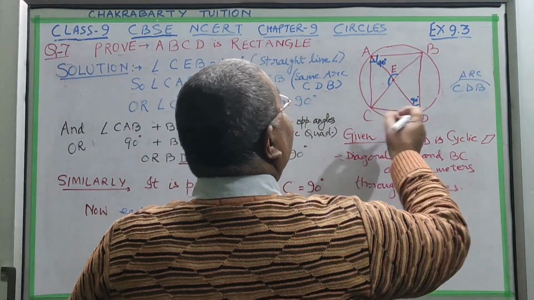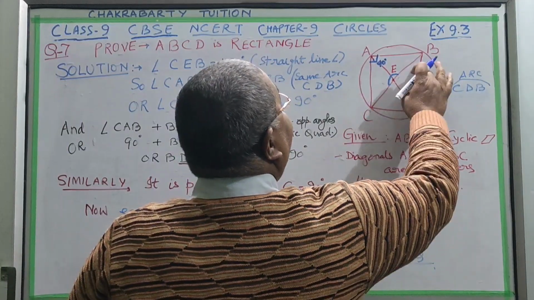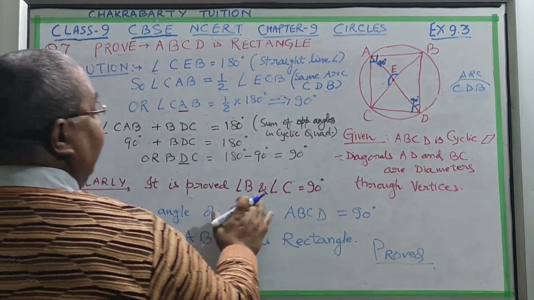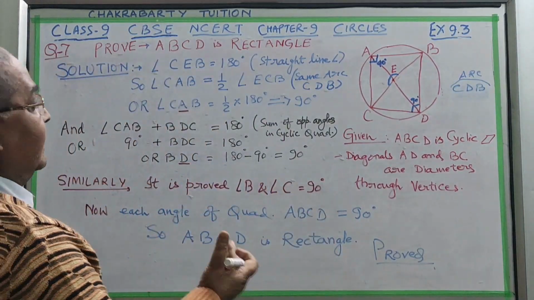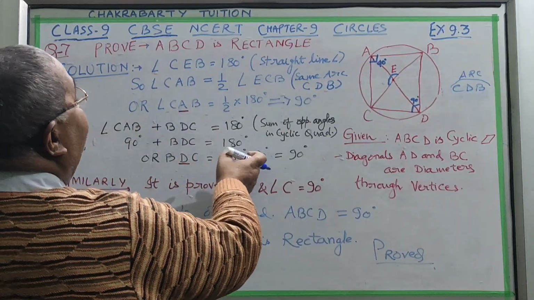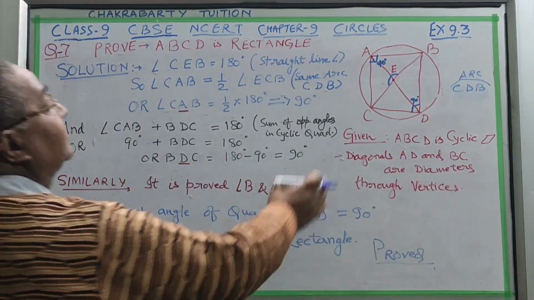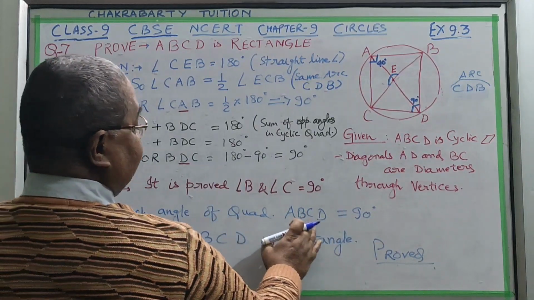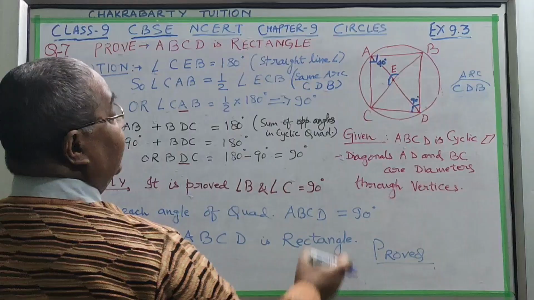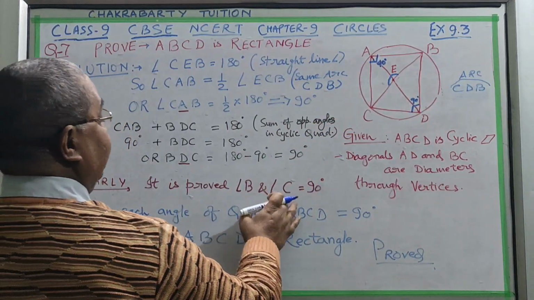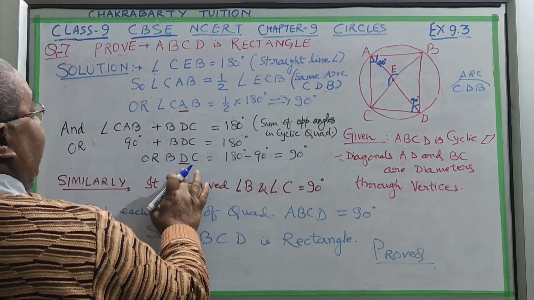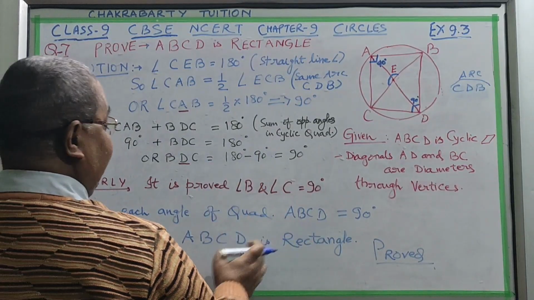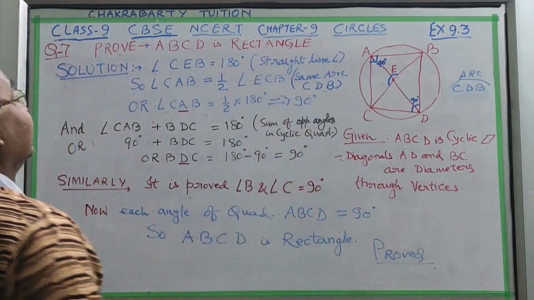In this way, if we take B and C also, we can prove in the same line that B and C are also 90 degrees. It is the same procedure we have to write. Now you see all four angles will become 90 degrees. So each angle of quadrilateral ABCD is equal to 90 degrees: A is 90 degrees, B is 90 degrees, C is 90 degrees, D is 90 degrees. So all angles are 90 degrees. So ABCD is a rectangle, and this is proved.